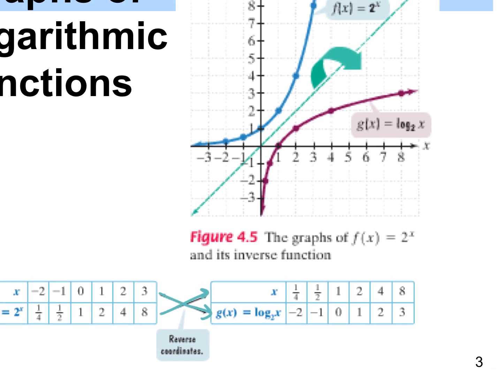So if I had the point 0, 1, then on my log function, the inverse of it, we would have the point 1, 0. So that works with every point. You could just graph your exponential function and then switch the x's and y's, and that would be your graph for the log function.